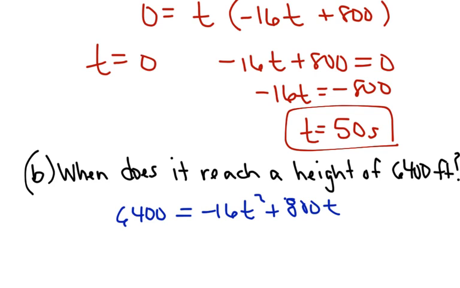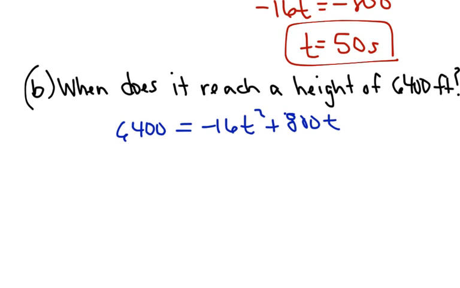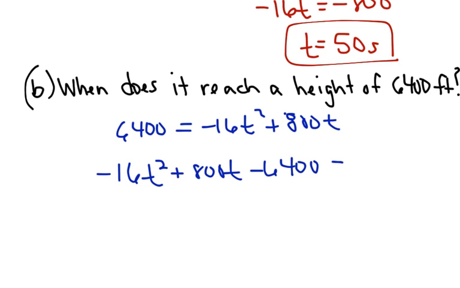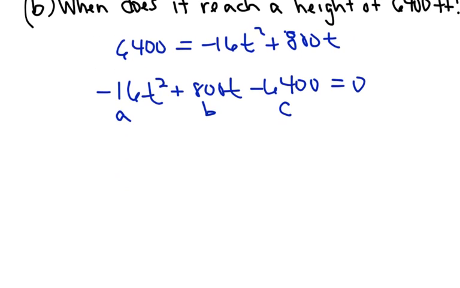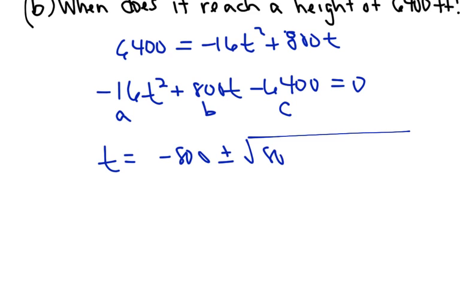So we want to solve 6,400 is equal to negative 16t squared plus 800t. This is one where I would actually use the quadratic formula, or factoring if I'm good at factoring. However, I'd probably just use the quadratic formula for this one. In order to do that, I need to set the equation equal to 0, which means that I need to subtract the 6,400. A, B, C. So in this case, it's not x, it's t equals the opposite of b, plus or minus the square root of b squared minus 4ac.